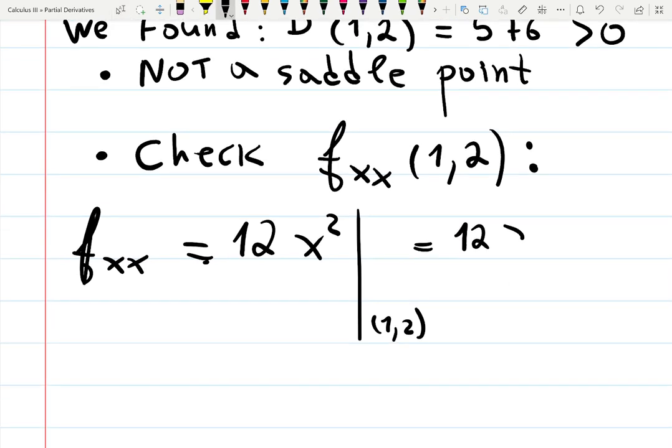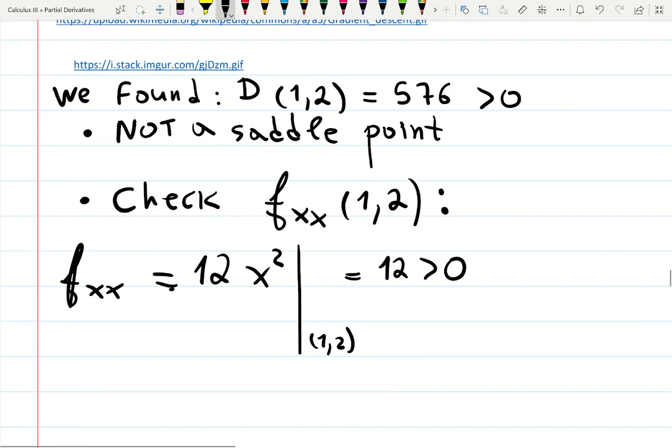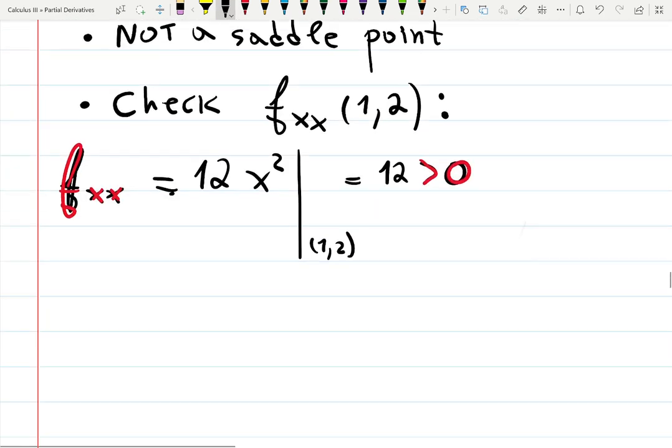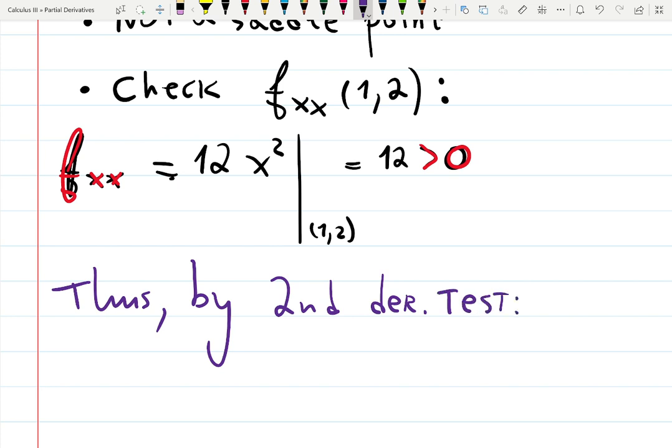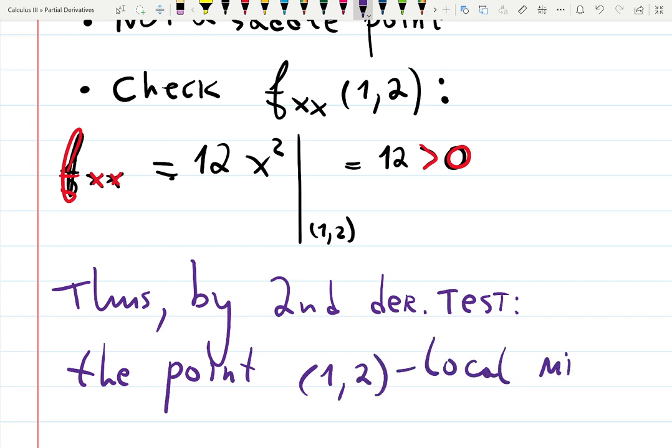12 is positive. So the determinant was positive at the point we found, and f_xx is positive at the point we found. This gives us the conclusion. Thus, by the second derivative multivariable calculus test, this point is local minimum. The critical point we had to locate, (1, 2), is local minimum.